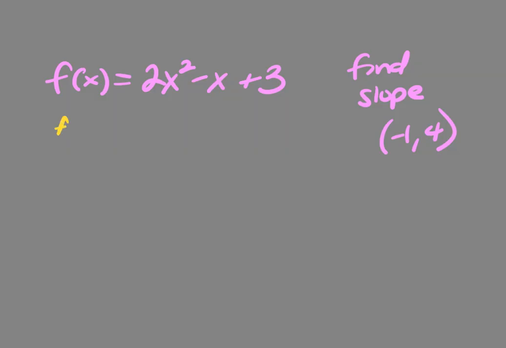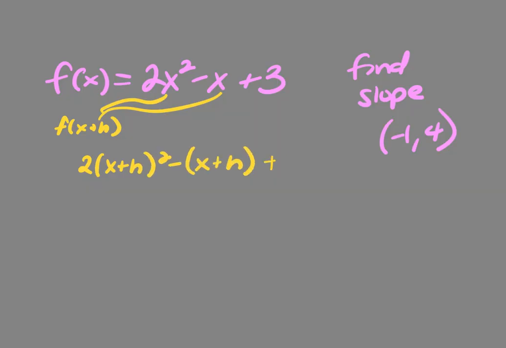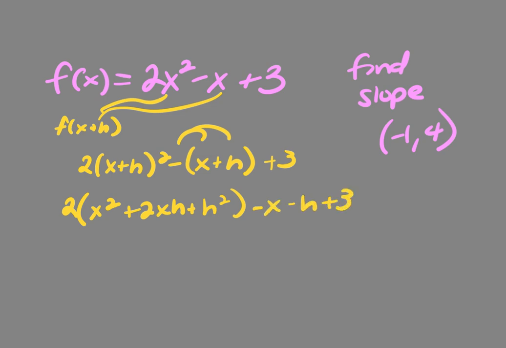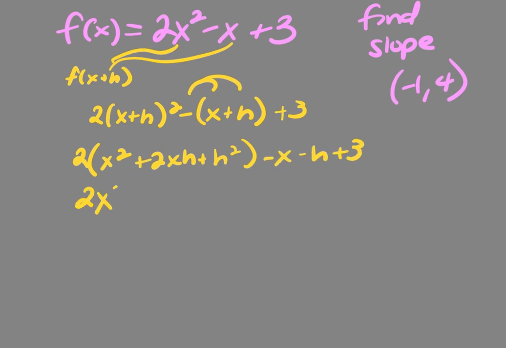So the first thing I'm going to do is the f of x plus h part. So I'm going to take the x plus h, I'm going to plug it in. 2 times x plus h squared minus x plus h plus 3. And I'm going to memorize x plus h squared because it just makes it easier. It's x squared plus 2xh plus h squared. Distribute the minus here. Negative x, negative h, plus 3. Then distribute the 2. So 2x squared plus 4xh plus 2h squared minus x minus h plus 3. That's the f of x plus h part.